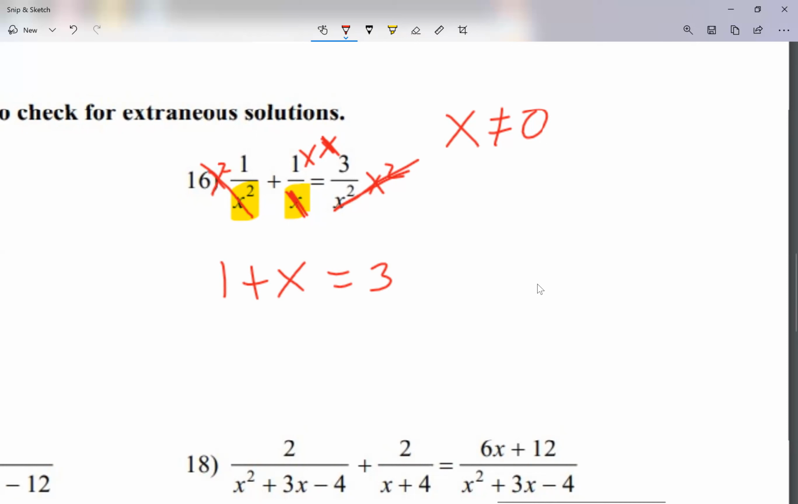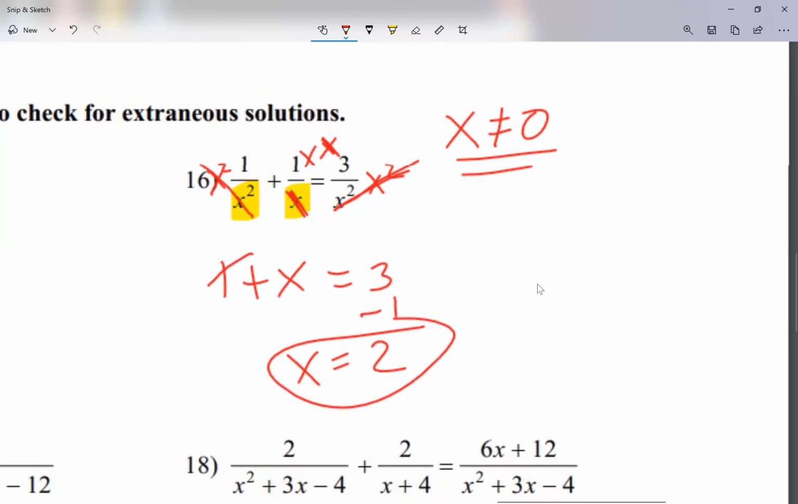Okay, now let's solve for x. I want the x by itself on the left side because that's where the x is. This positive 1, let me move it to the other side as a -1. So I get x is equal to 2, right? 3 minus 1 is equal to 2. 2 is a good solution because 0 is not. Remember, I said x cannot be 0, but 2 is good. So x is equal to 2.